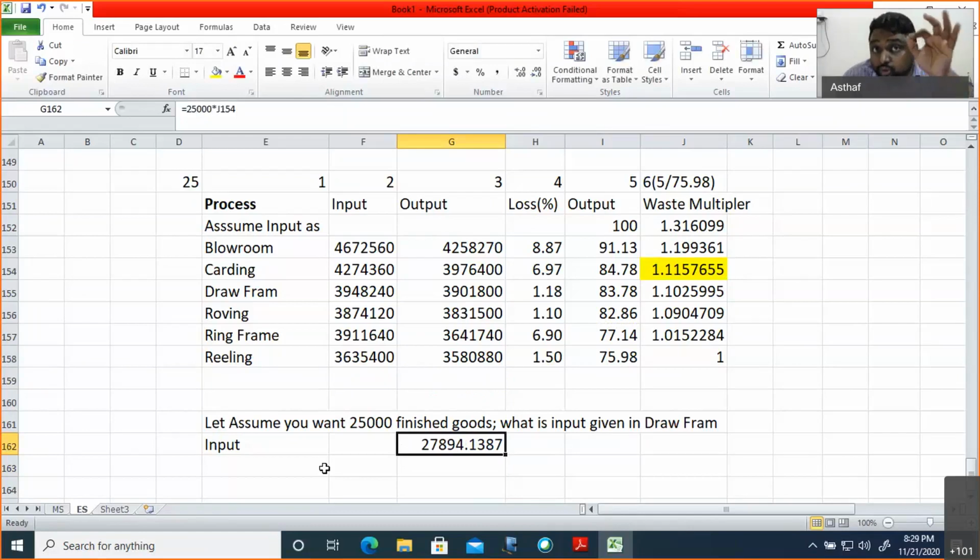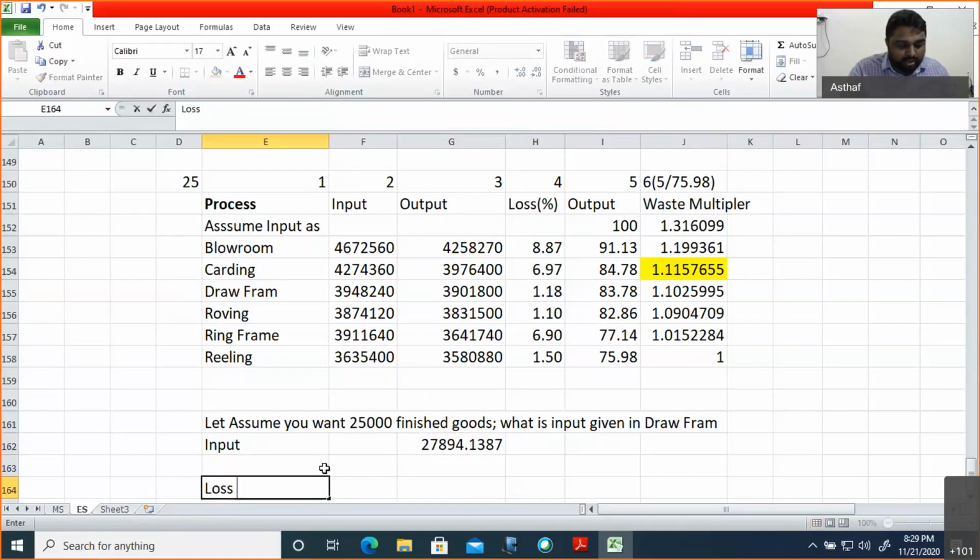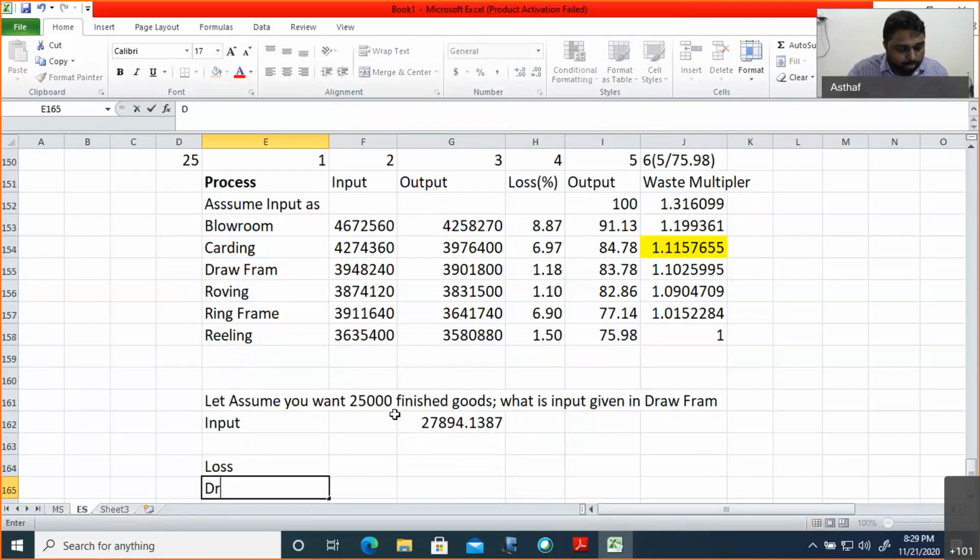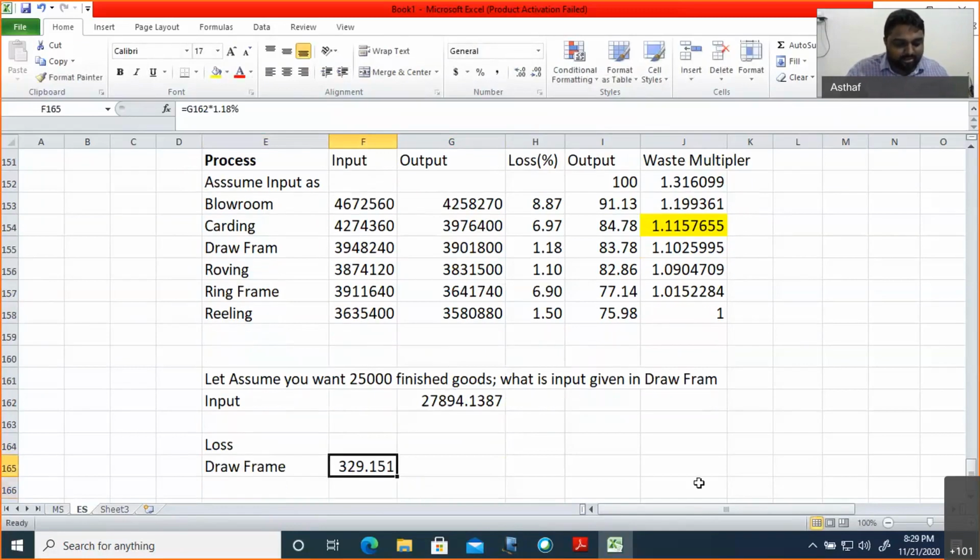Now we will prove this is correct. Listen here. What is the loss in draw frame? Each process we will identify the loss. Draw frame, the loss is 1.18%. Yes or no? So this amount will be reduced.